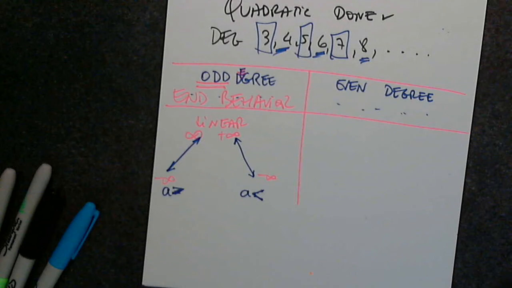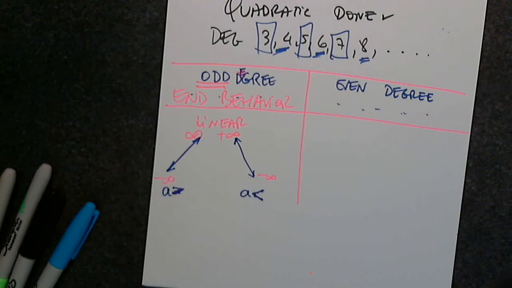So if I say degree 5 and positive leading coefficient, what would you say? This end behavior or this end behavior? Degree 5 and positive leading coefficient. Right? We agree? It's coming from negative infinity going to positive infinity. What if I say degree 7 and negative leading coefficient?